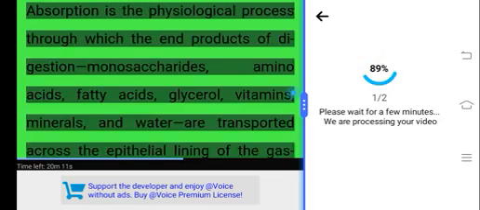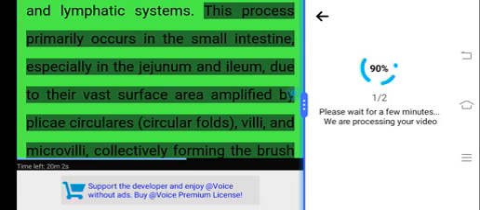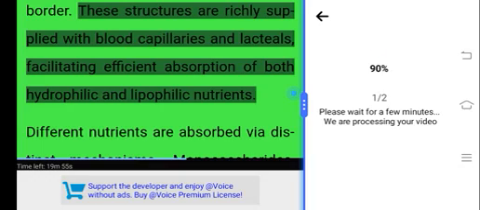Absorption. Digestive physiology. Absorption is a physiological process through which the end products of digestion, monosaccharides, amino acids, fatty acids, glycerol, vitamins, minerals, and water are transported across the epithelial lining of the gastrointestinal tract into the circulatory and lymphatic systems. This process primarily occurs in the small intestine, especially in the jejunum and ileum, due to their vast surface area amplified by plicae circulares (circular folds), villi, and microvilli, collectively forming the brush border. These structures are richly supplied with blood capillaries and lacteals, facilitating efficient absorption of both hydrophilic and lipophilic nutrients.